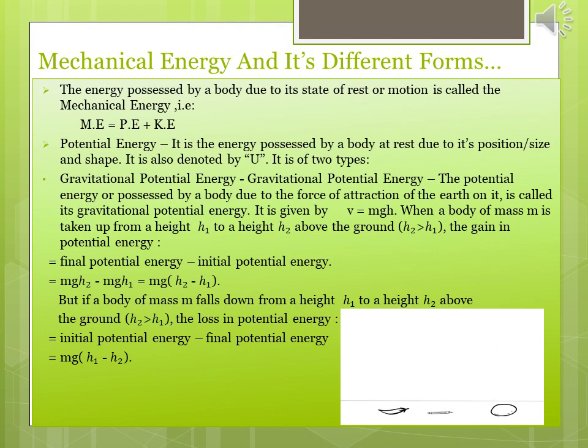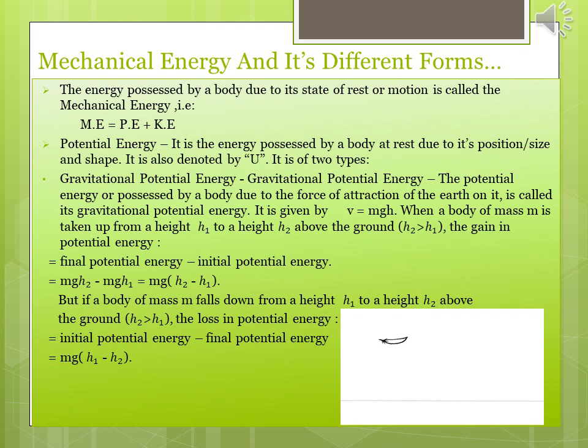Since work is done by the force of gravity itself, at a finite distance from Earth, the gravitational potential energy of the body is negative. As the distance of a body from the surface of Earth increases, the force of attraction of Earth decreases and its gravitational potential energy increases. So, the expression for gravitational potential energy is given by U is equal to mgh.